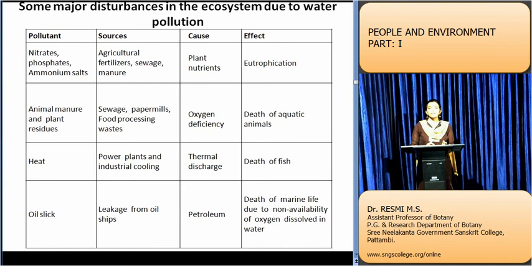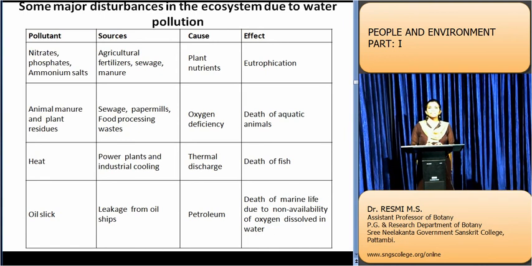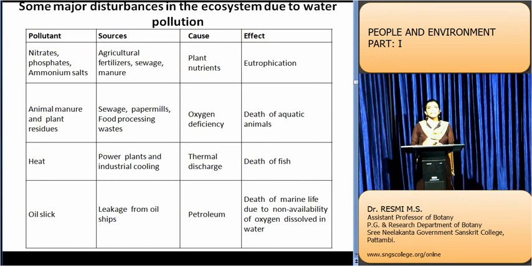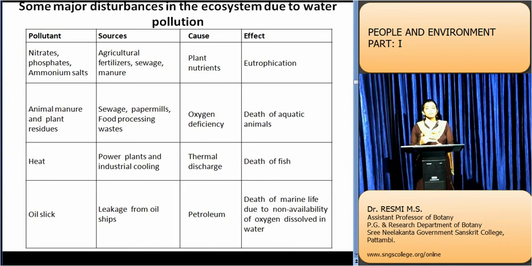And the next pollutant is animal manure and plant residues, which come from sewage, paper mills, food processing waste, etc. It also leads to oxygen deficiency, and obviously any deficiency in oxygen leads to death of aquatic animals. Also, heat is a major pollutant, released into water systems from power plants, industrial cooling and air conditioning. It leads to thermal discharge and death of fish. And the last one, oil slick and oil spillage, which is leakage from oil ships and an increase in petroleum, leads to the death of marine life due to non-availability of dissolved oxygen in water.